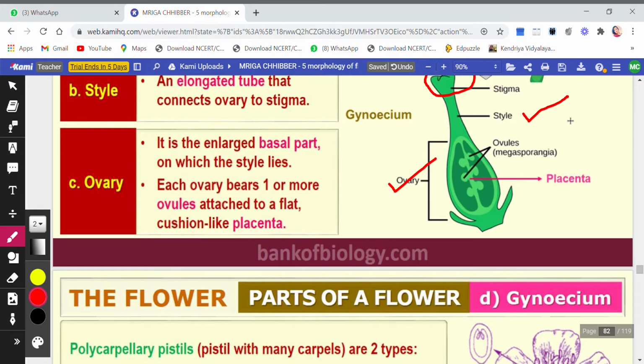There can be one ovule and there can be more than one ovule, which will be attached to a flat cushion called the placenta. So this line which you see is actually the placenta, and the ovules are attached to the placenta, right?